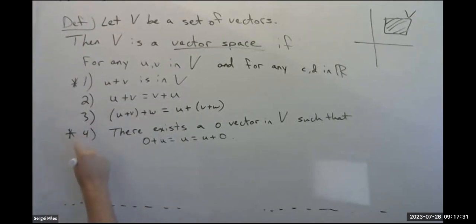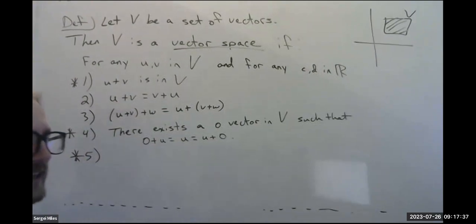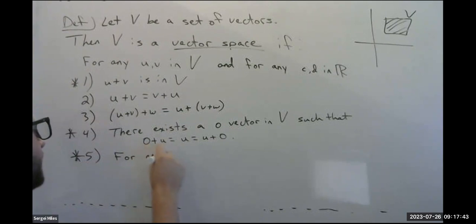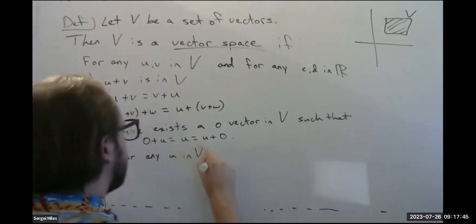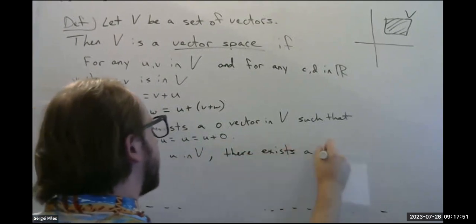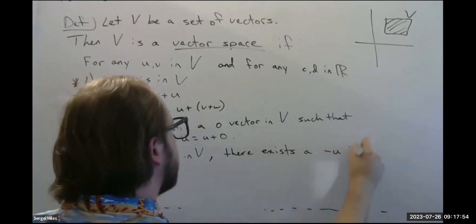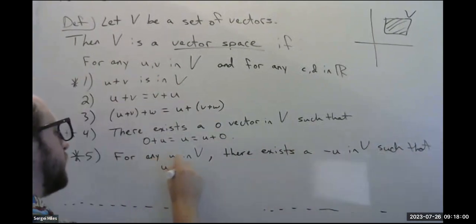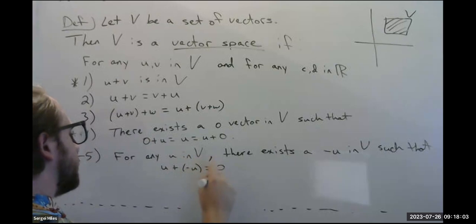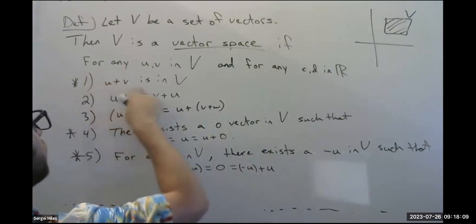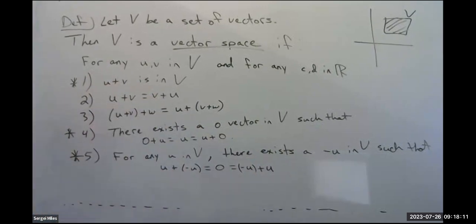Secondly, we want to require, now this one can also be key. You're not going to have this happening all the time. For any u in V, there exists a negative u in V such that u plus negative u equals 0. And again, the order doesn't matter here. We already know that from number 2, the order in which we add vectors doesn't matter. We should get the same thing.